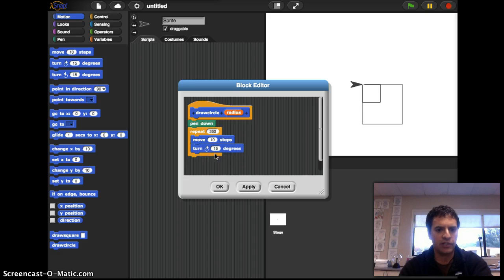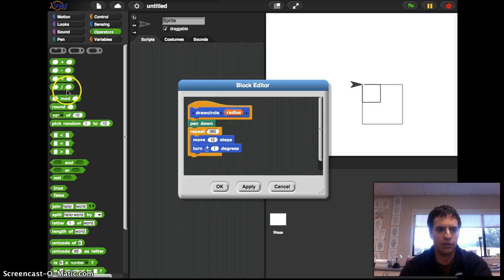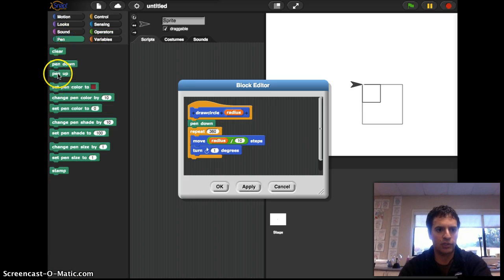Instead of moving radius steps, however, I realize that that makes the circles too big, so I'm going to divide radius by 10. Here's how I'm going to do that. I'm going to go to operators. These are math operators. This one's division. And I'm going to take radius and divide it by 10. Then at the very end, I'm going to lift my pen up.